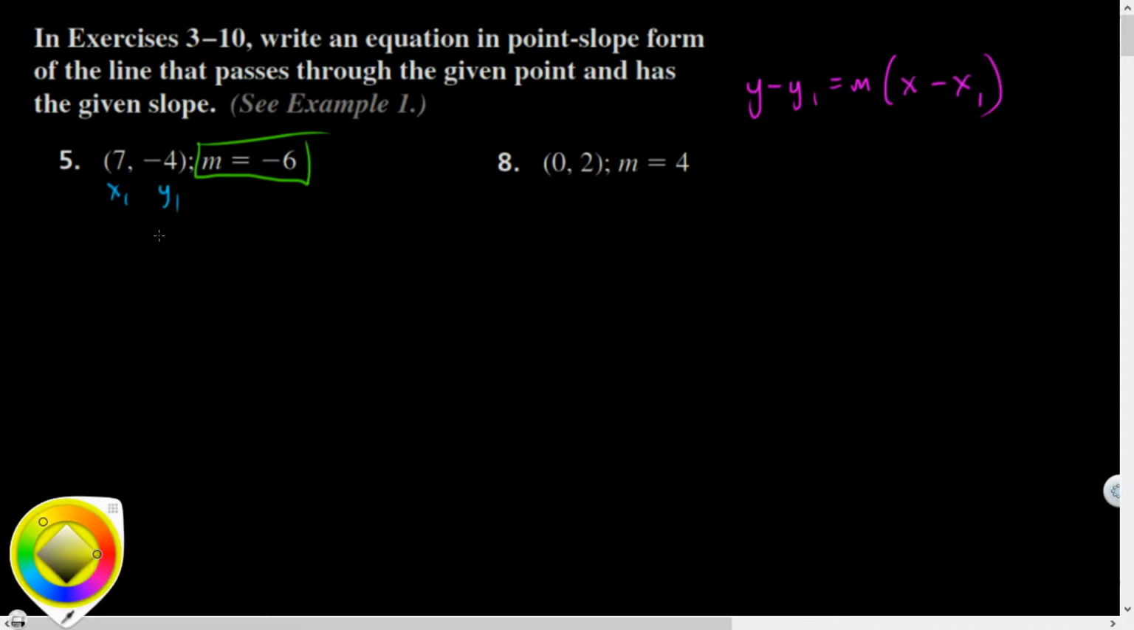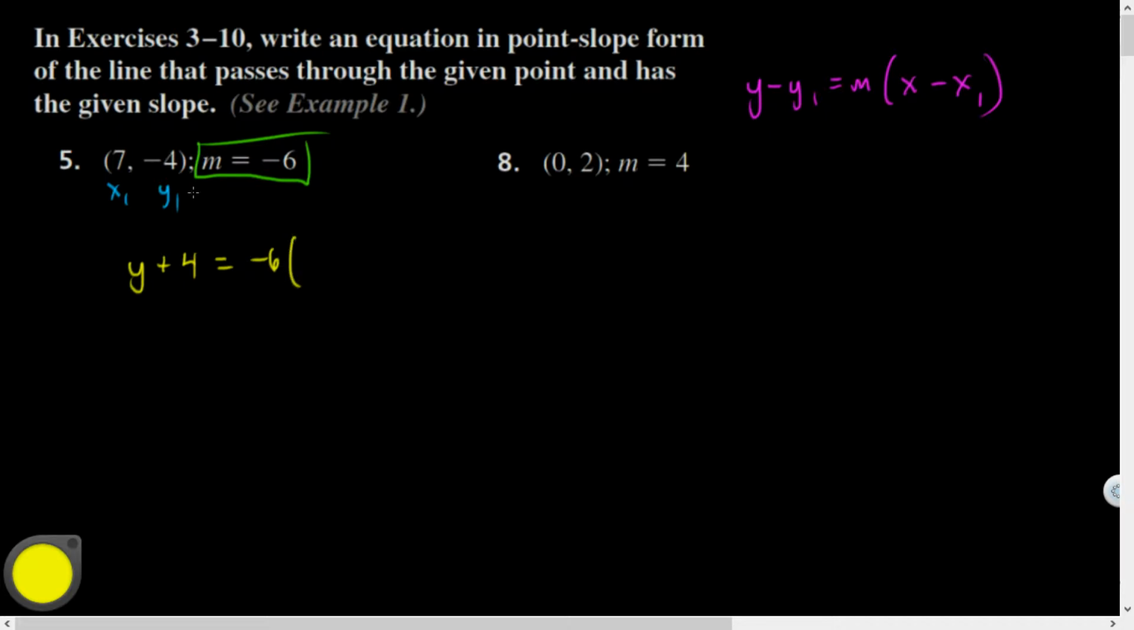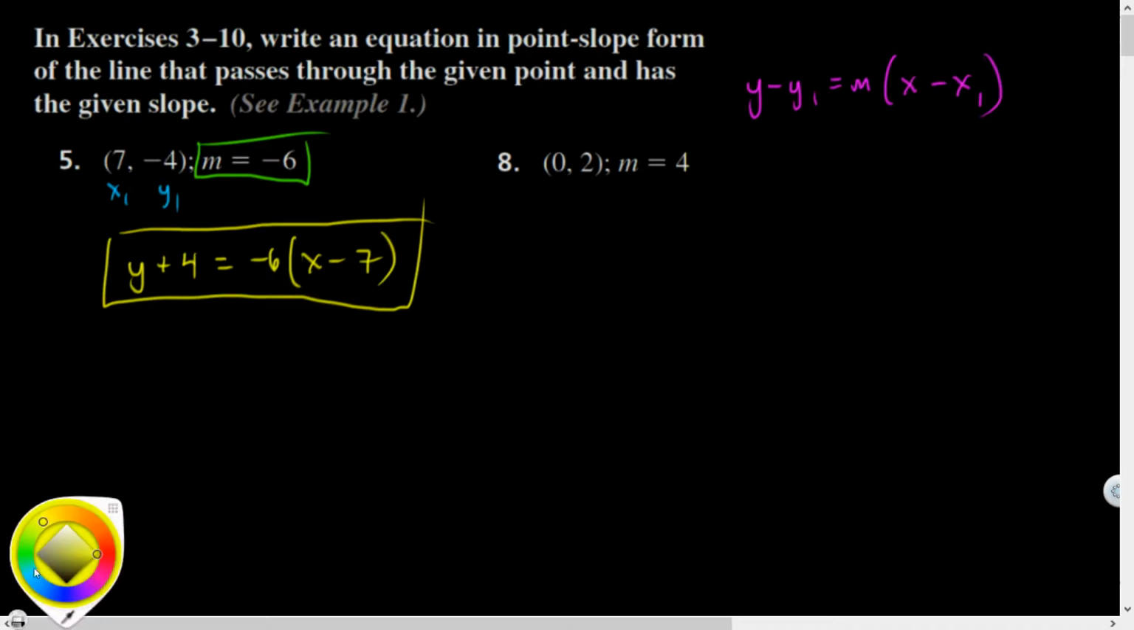Plug it in. So I'm going to have y minus y1, but wait a minute. Minus a negative 4 is the same as plus 4, equals m, which is negative 6, parentheses, x minus x1, which is x minus 7. Close parentheses. That, my friends, is done. That is an equation of a line in point slope form. Super easy to write.